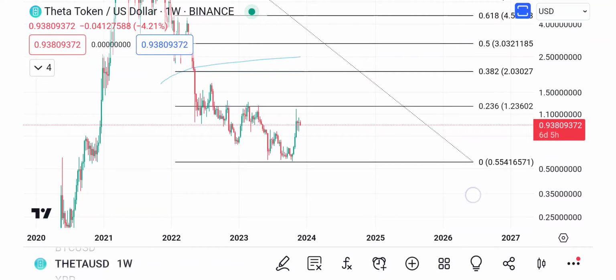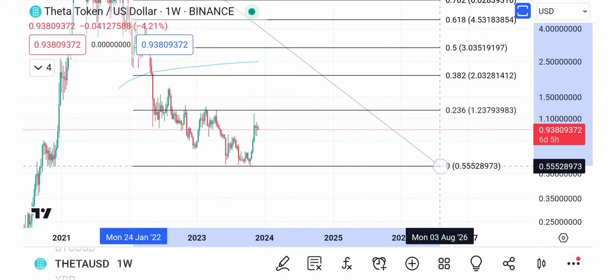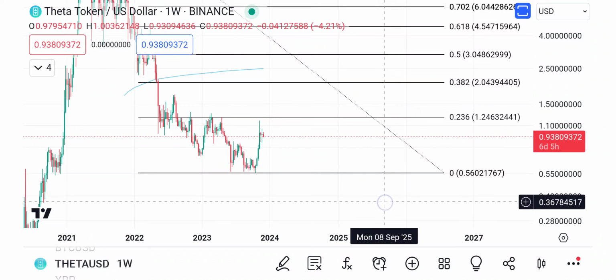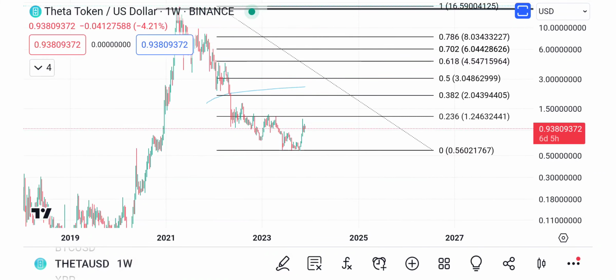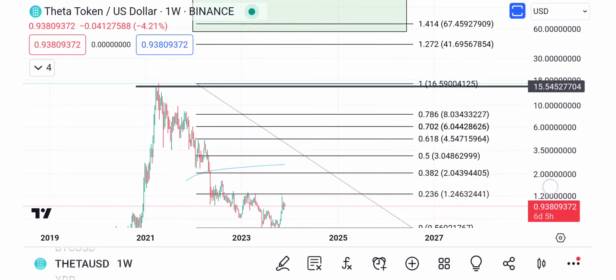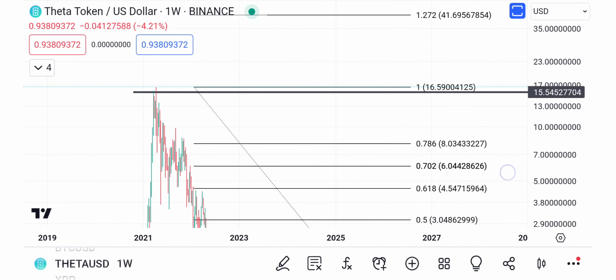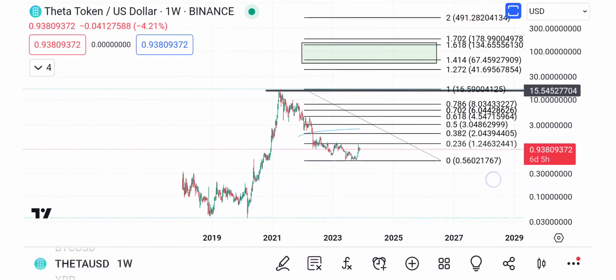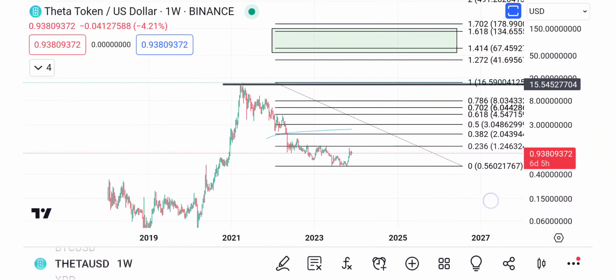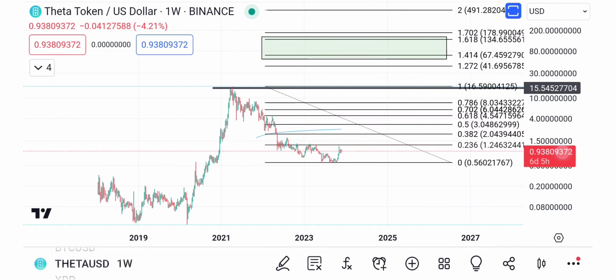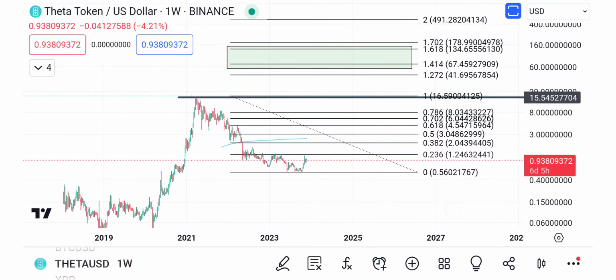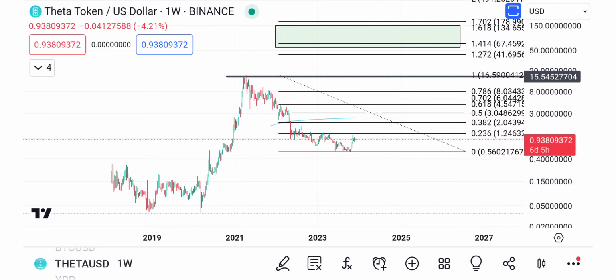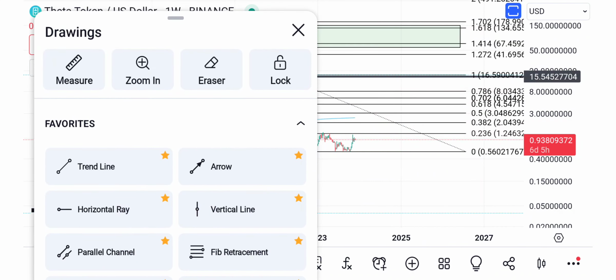So if this is the low at 56 cents and the high is at $16.59, just about, then the target is around the 1.618. So the way you measure wave 3 is by taking the value of wave 1.